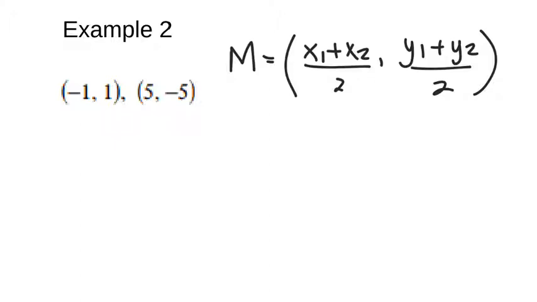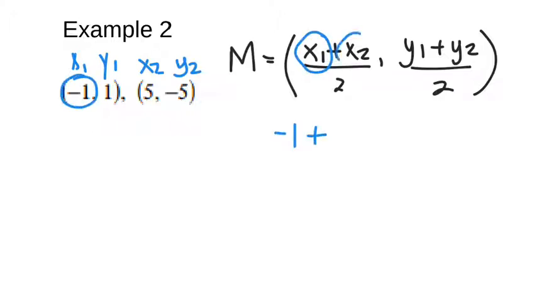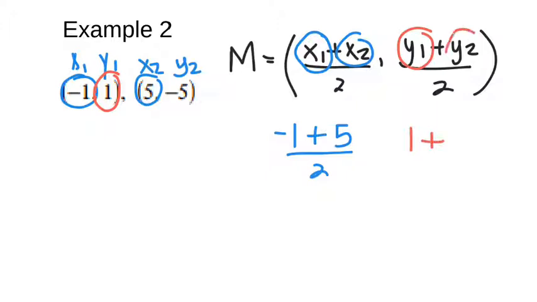Alright, so again, I would start by labeling my points x1, y1, and x2, y2. Then I would go over here and start plugging in. So x1 is -1 plus x2, which I labeled as 5, divide by 2. y1 I labeled as 1 plus y2, which I labeled as -5, divide by 2.